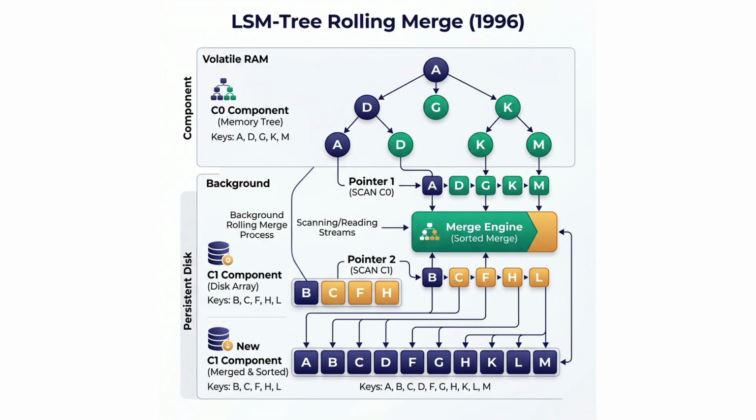To solve this, the 1996 paper didn't stop at two components. It generalized the design into a multi-component LSM-Tree. Instead of just C0 and C1, you have C0, C1, C2, cascading all the way down to a final component. So instead of flushing the small RAM buffer directly into the giant final disk index, the data cascades down through intermediate tiers over time, almost like a waterfall.